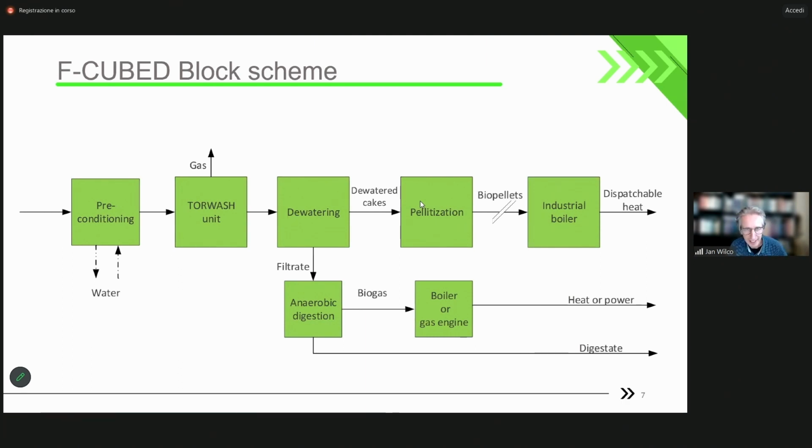So far for the modeling, then on how this was implemented into a full-scale process. This is the F-cube process block scheme that has been shown a few times already, and this is what we entered in a model. So we have a preconditioning step, we have a Torwash unit step, we have dewatering, then we have the filtrate, which is sent to anaerobic digestion, and then we have biogas, which we can send either to a boiler or a gas engine, and we have pelletization, and the pellets go into biopellets, and that can be combusted in an industrial boiler.